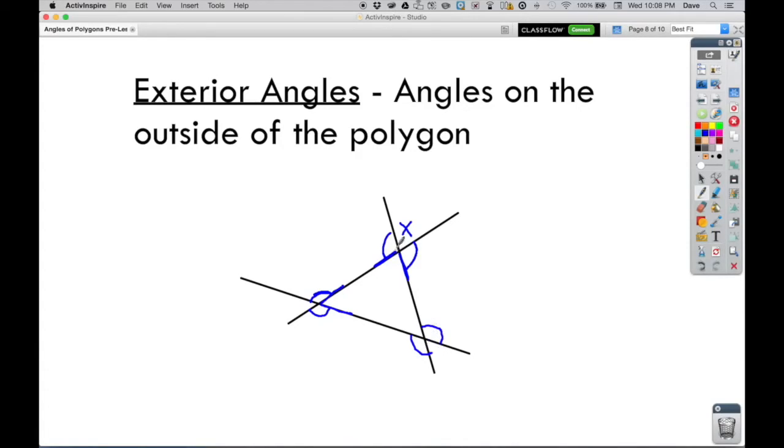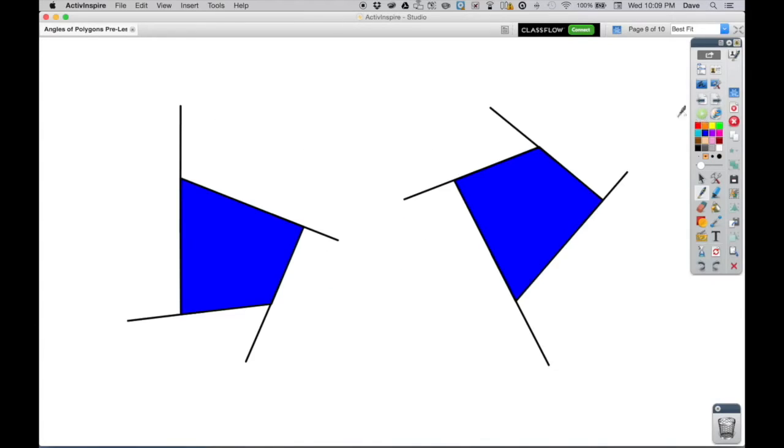And notice how they come in pairs, that since these are vertical angles, these two are congruent, these two are congruent, and these two are congruent. That becomes important because when we're looking at exterior angles, we don't look at all 6 of these. In fact, it would look more something like this.